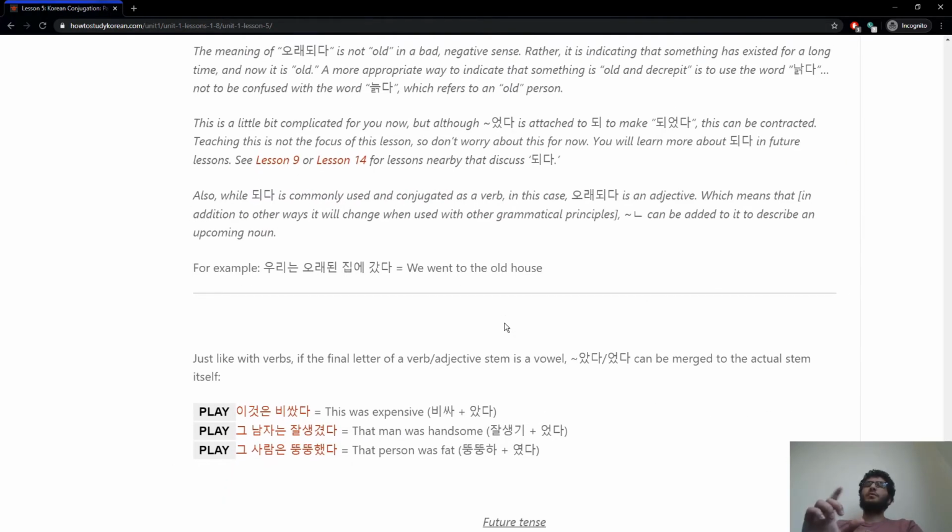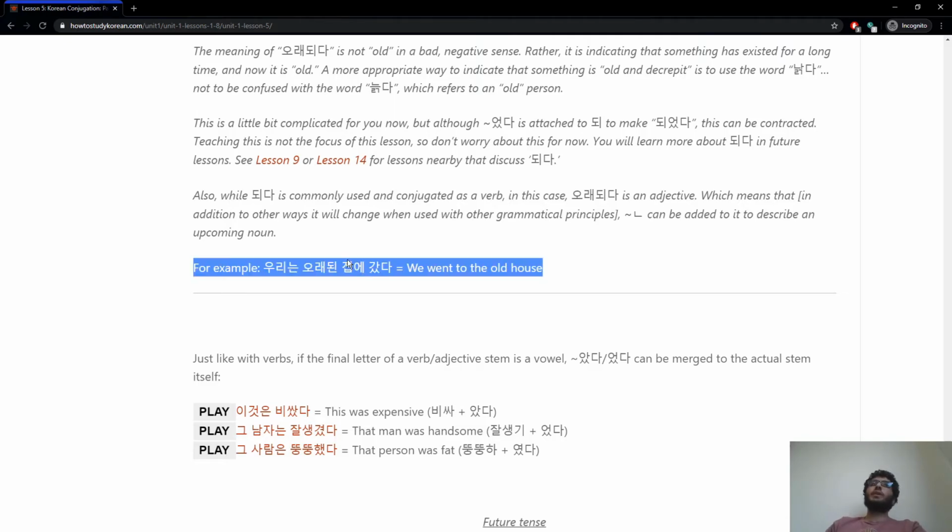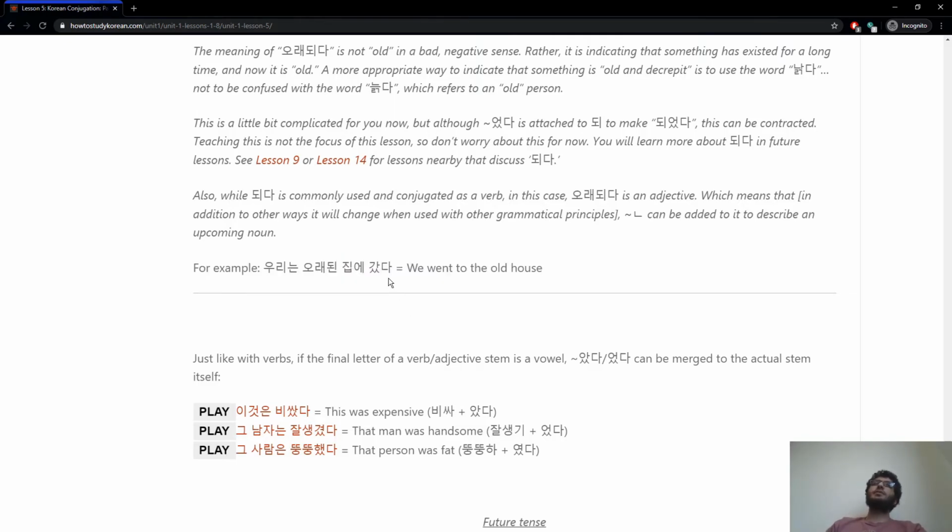So just be careful whether you're conjugating an adjective or a verb. For example, 우리는 오래된 집에 갔다. We went to the old house. So yeah, he's using it as an adjective to modify the house, rather than actually conjugating it at the end of the sentence. Here, the end of the sentence verb is 갔다.